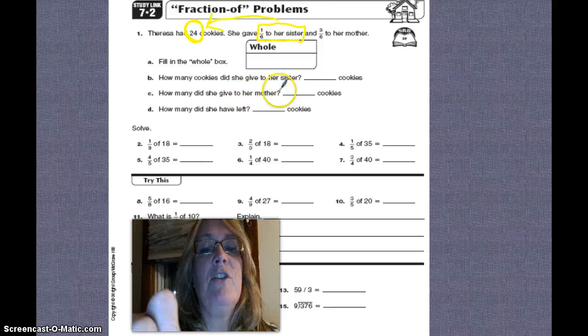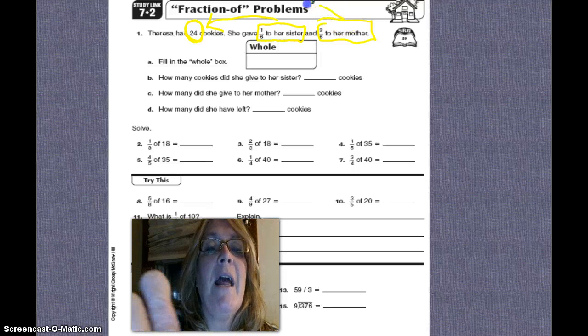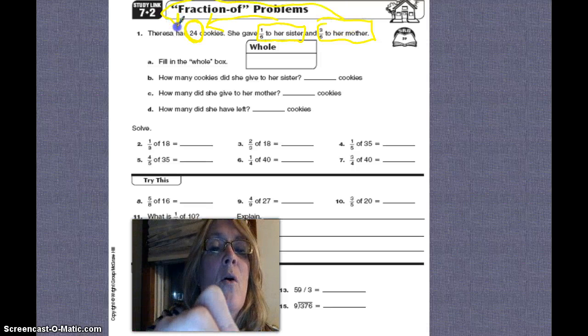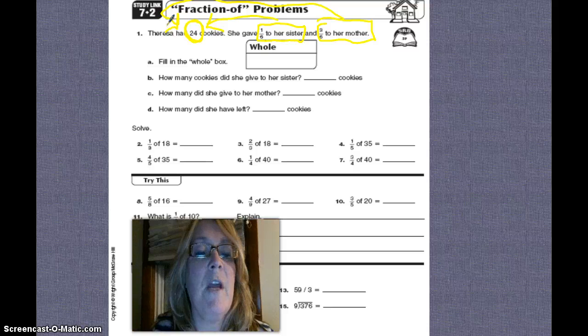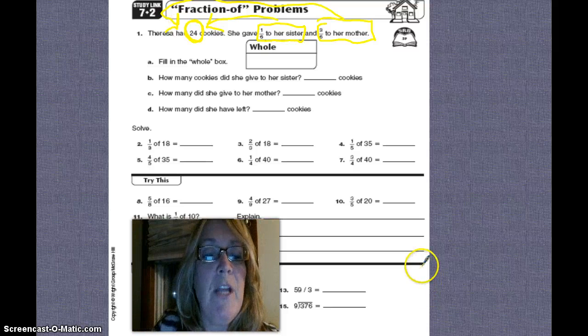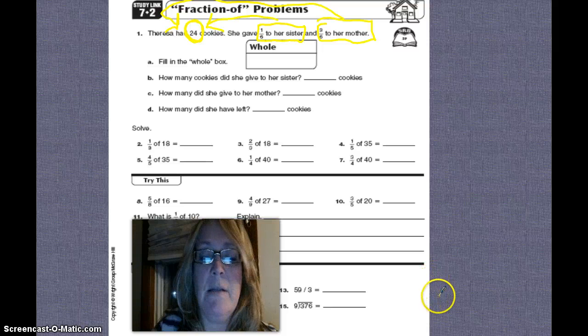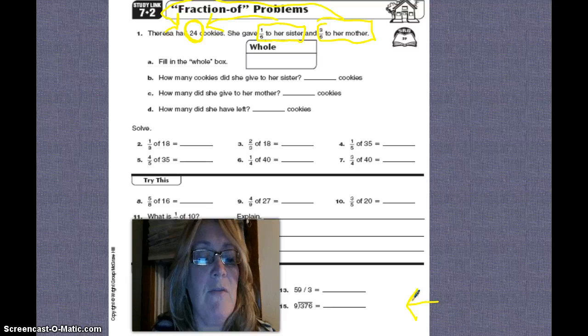And then it asks, how many did she give to her mother? Well, it's telling you right here, 3/6 to her mother. And again, of that whole, which was the 24 to begin with. Go ahead and complete the page. Please do the practice on the bottom to practice your skills of dividing.